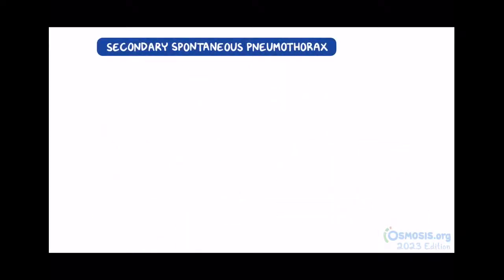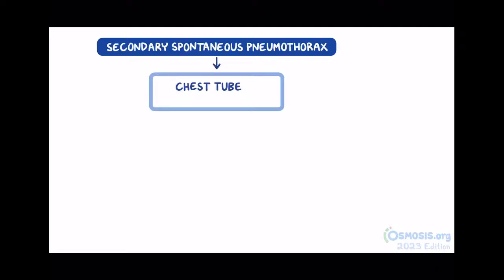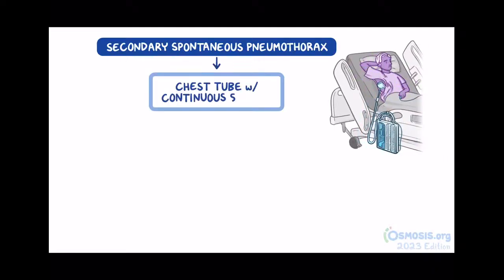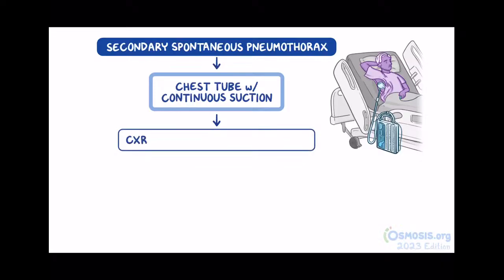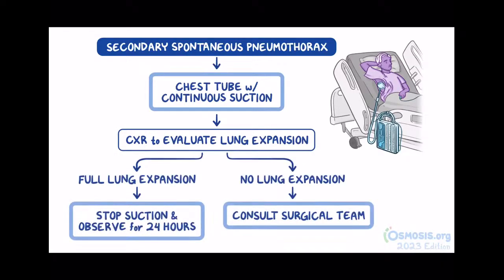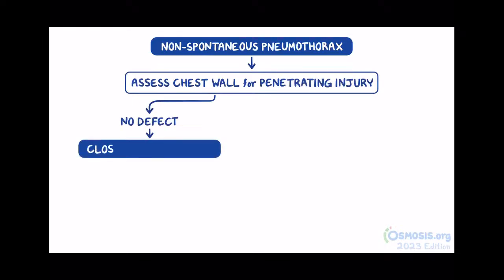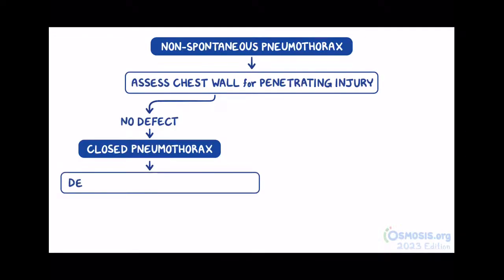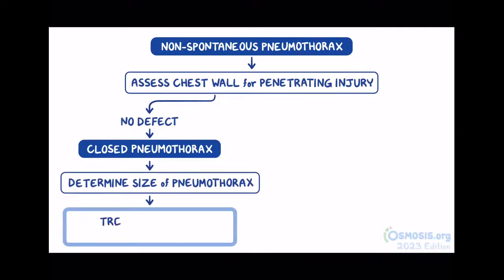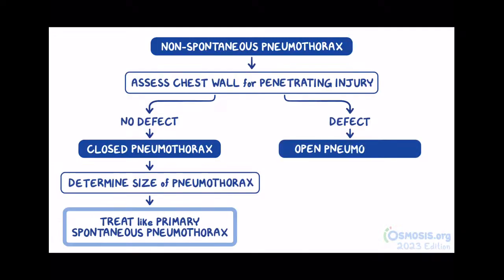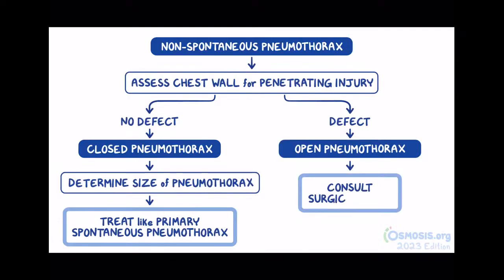On the other hand, in secondary spontaneous pneumothorax, place a chest tube regardless of the size of the pneumothorax, attach the tube to continuous suction, and again order a follow-up chest X-ray to evaluate lung expansion. Finally, in non-spontaneous pneumothorax, assess the chest wall for penetrating injury. If there's no chest wall defect, the diagnosis is closed pneumothorax. So your next step is to determine the pneumothorax size and treat it just like you would treat the primary spontaneous pneumothorax. On the flip side, if you notice any chest wall defects, the diagnosis is open pneumothorax. So immediately consult the surgical team.